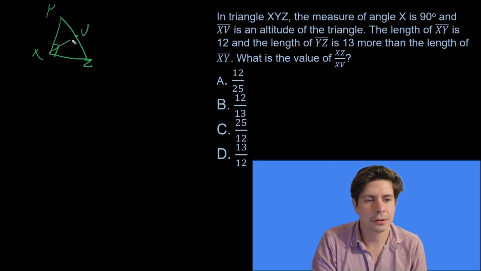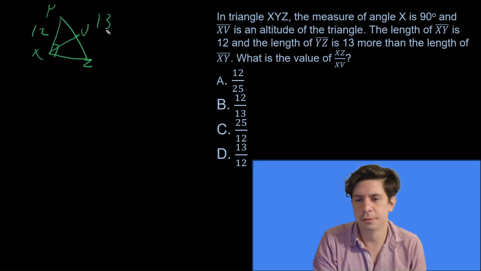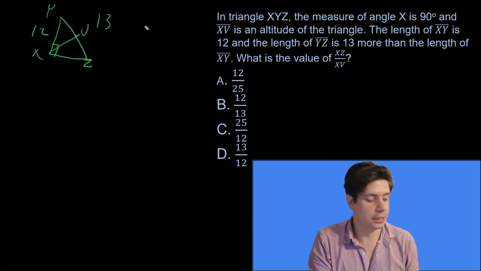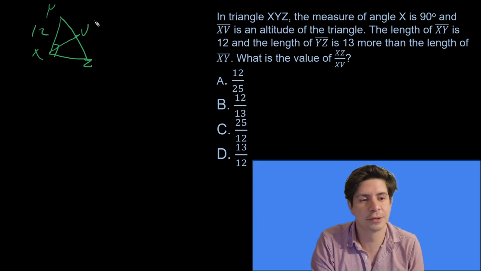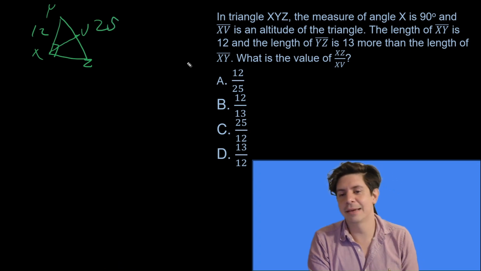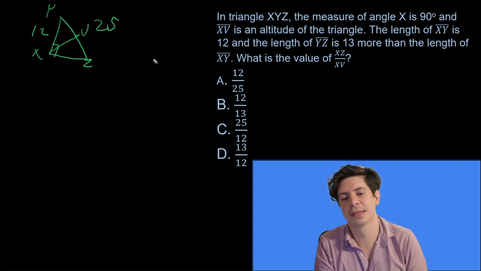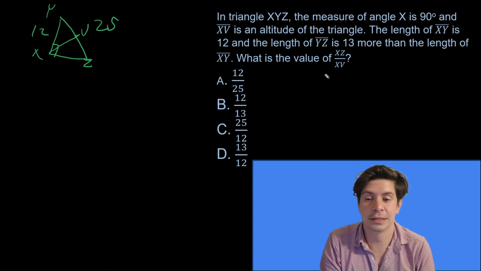The length of XY is 12, the length of YZ is 13 more than the length of XY, so it's going to be 25. It'd be easy to say it was just 13. I think some people would mess up like that. What is the value of XZ over XV?